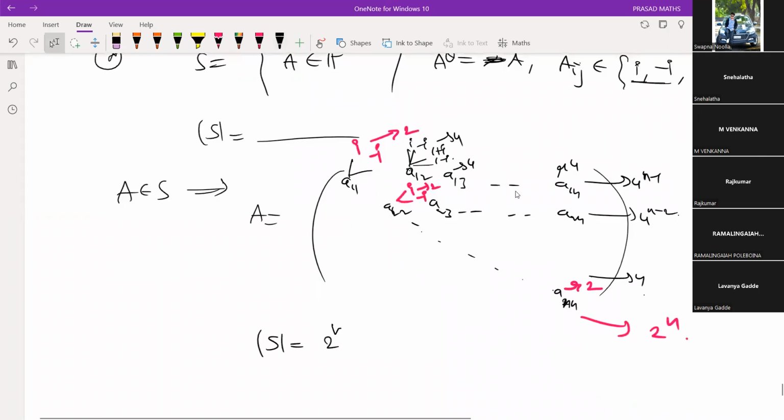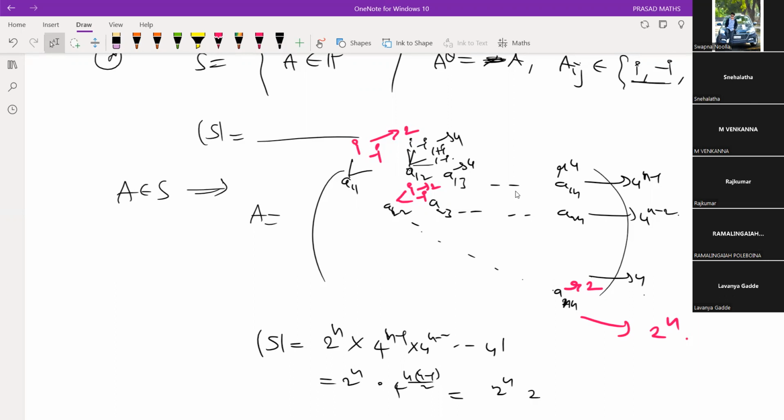So what is the total? The diagonal entries give 2 power n, into 4 power n minus 1, 4 power n minus 2, going on to 4 power 1. That means 2 power n into 4 power n into n minus 1 by 2. That means 2 power n into 2 power n into n minus 1. That is 2 power n square. Is it clear?